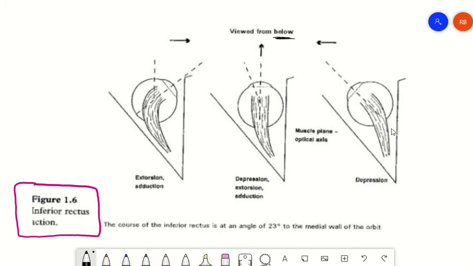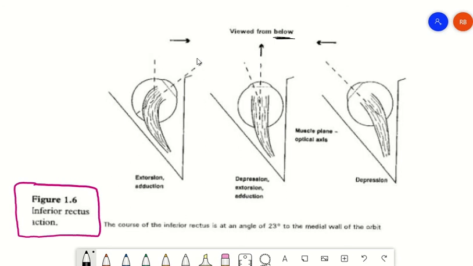Let's take the scenario where the eyeball is abducted. So the lateral rectus has done some work and the eyeball is looking away. This is the nasal bone here. And what would be the primary action? The primary action would be depression, because the gaze is more or less in parallel with the muscle fibers contracting. So when these fibers contract in the image, the eyeball will be looking directly towards us coming out of the screen.